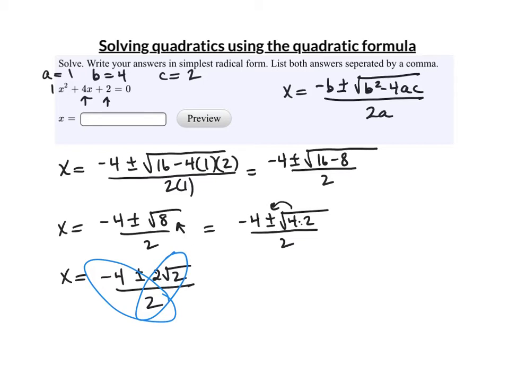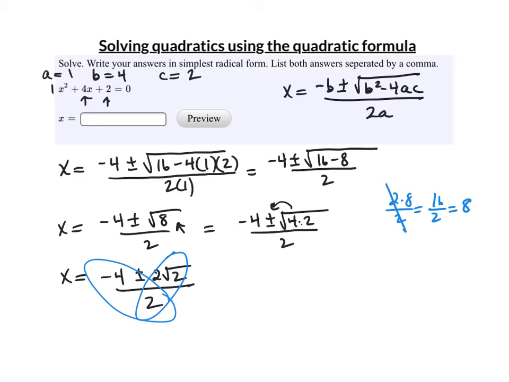Now understand, 2 root 2 is one number. It's like 2x. I can't divide the root 2 by 2 anyway, and don't do it. It's just like when I say 2 times 8 divided by 2, that's 16 divided by 2, which is 8. Notice if I cancel the 2's, I get 8. It's exactly the same situation.